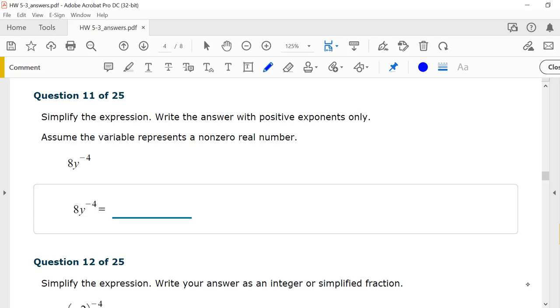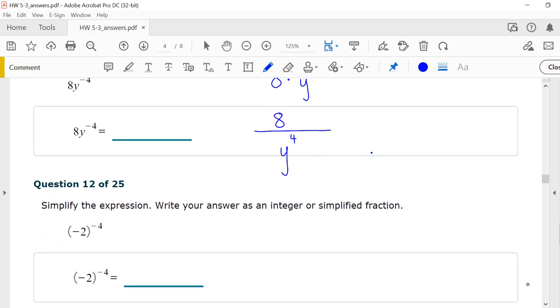Number 11. 8y to the negative 4. Now be careful, that exponent's only with the y. 8 times y to the negative 4. I'm going to leave the 8 alone. But to get rid of this negative in the exponent on the y, I need to put the y down in the denominator, and it turns into y to the positive 4. So my answer is 8 over y to the 4.